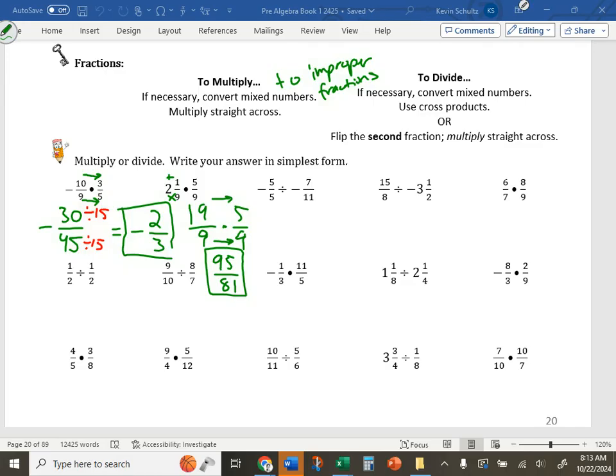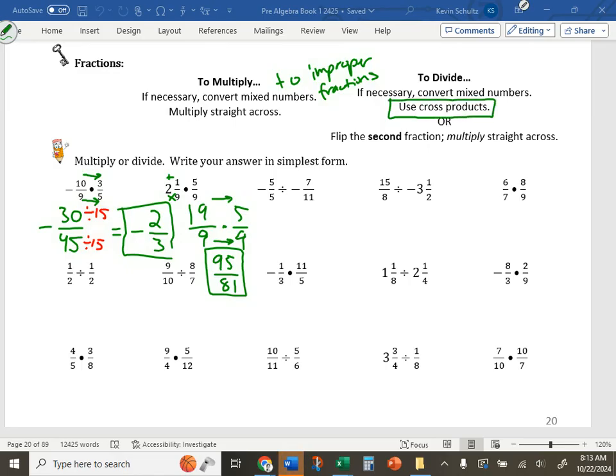Negative 5/5 divided by negative 7/11. First of all, do we need common denominators here? No. Again, no. Awesome. What sign will our quotient have? Is it going to be positive or negative? Positive, because we have a negative divided by a negative. So we know it's going to be positive. And so your two options, one of them is to use cross products.